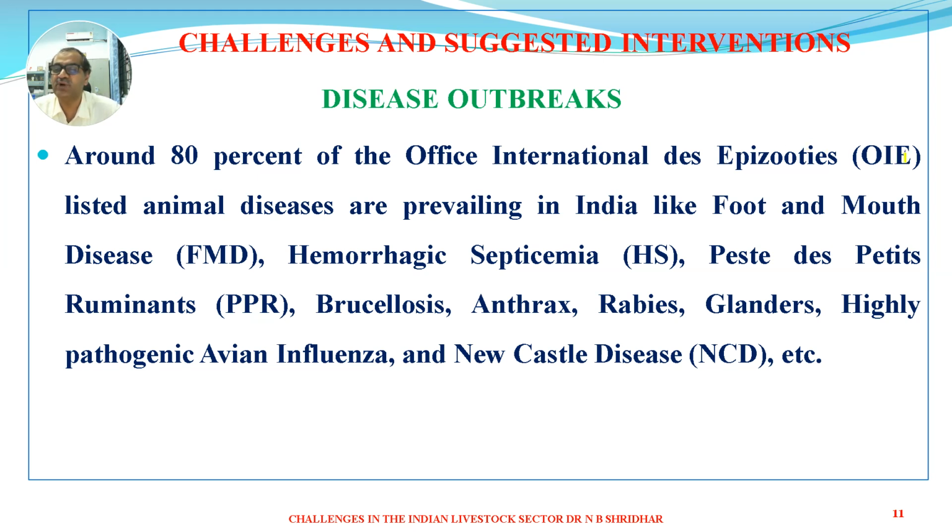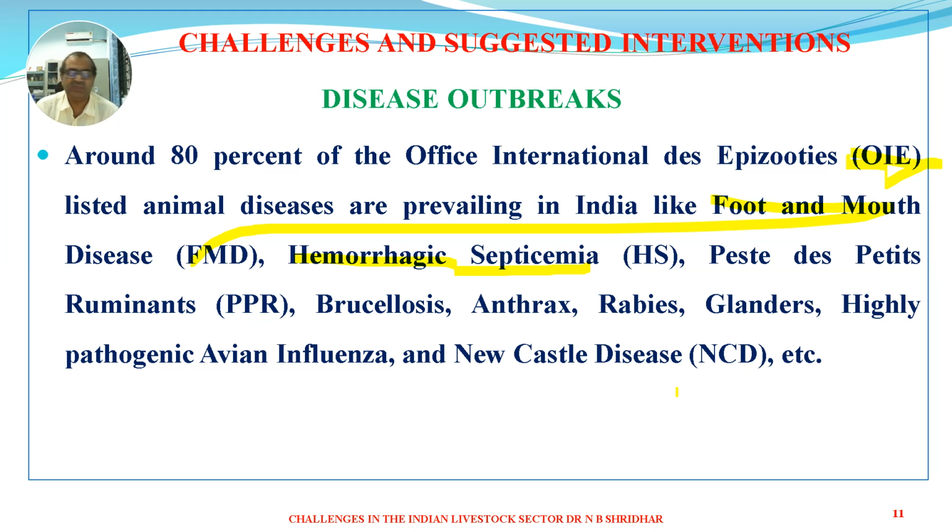Now, the OIE is one of the institutes which has listed several animal diseases as prevailing in India. The greatest threat is foot and mouth disease, FMD, then hemorrhagic septicemia caused by Pasteurella multocida, Peste des petites ruminants or PPR in case of sheep, and also brucellosis. Then, apart from this, anthrax, rabies, glanders, highly pathogenic avian influenza and Newcastle disease. All these diseases exist in animals and also birds, and cause a lot of threat to the growth of the animal husbandry sector and also the poultry sector.